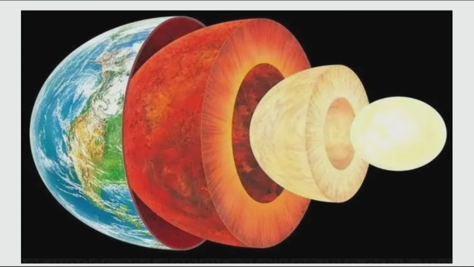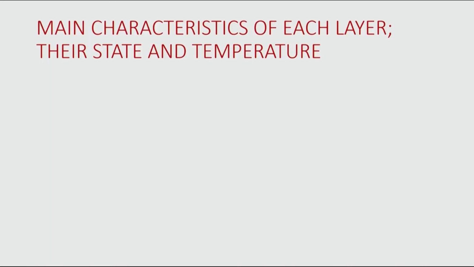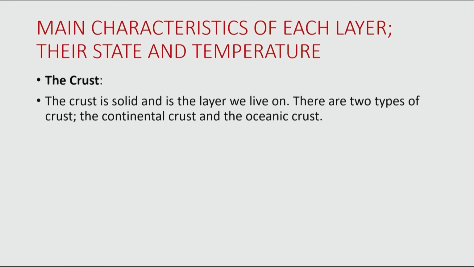The next one is the outer core. The outer core is also thicker than the inner core, which you are seeing at the center. If you were to cut it, we would see clearly that the inner core is thinner than the outer core. All in all, we conclude that the thickest part of the Earth is the mantle, and the thinnest part is the crust, whereas the outer core is thicker than the inner core. Now, we want to look at the main characteristics of each layer, the crust, the mantle, the inner core, and the outer core, in terms of their state of matter and temperature.